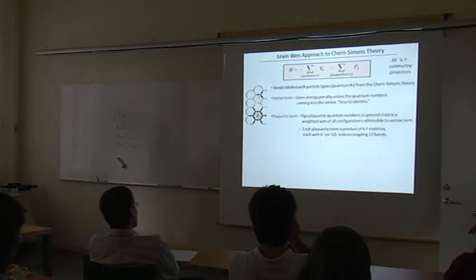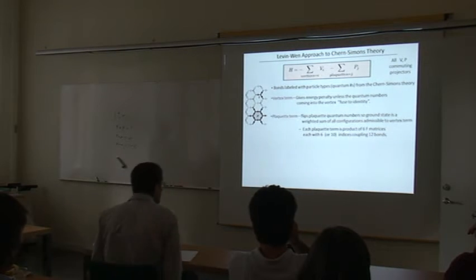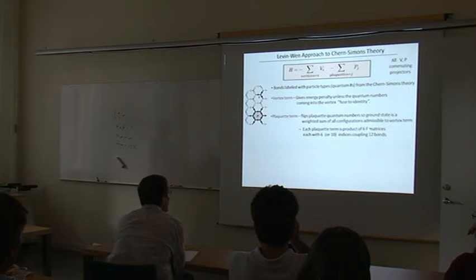So the thing that's complicated in the plaquette term is that if you try to write it out, it actually turns out to be a product of six F matrices. Each F matrix has six indices, and you couple all these 12 bonds going around the plaquette. You have these six bonds going around the plaquette and these six legs, and they all get coupled together. So it's a very complicated thing to write out, but you can do so.